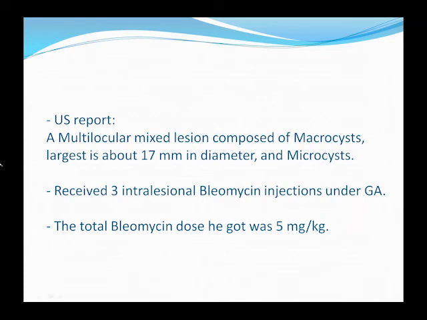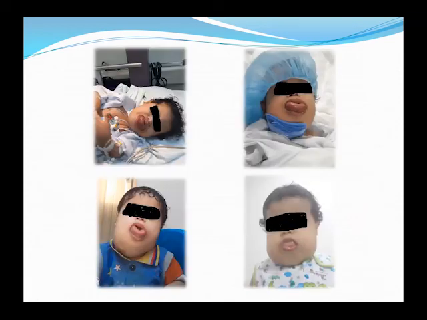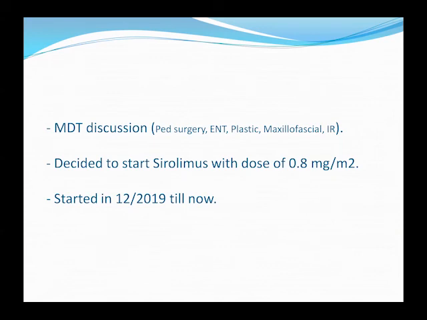After the child reached the maximum dose of bleomycin, which is 5 milligrams per kg, these are the photos of the child during the course of intralesional bleomycin. We held a multidisciplinary team discussion between us and the ENT surgeon, plastic surgeon, maxillofacial surgeon, and the interventionist. After this, we decided to start sirolimus. The dose we started with was 0.8 milligram per meter square, started in December 2019, and the child is still on sirolimus till now.